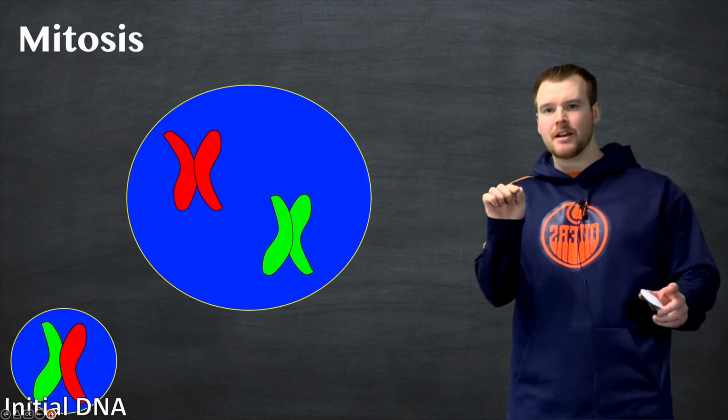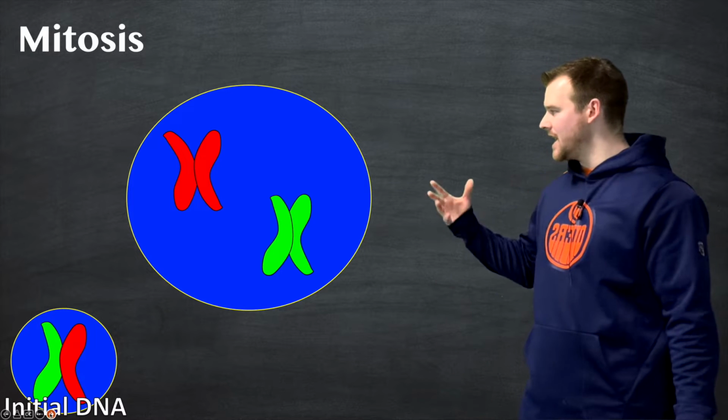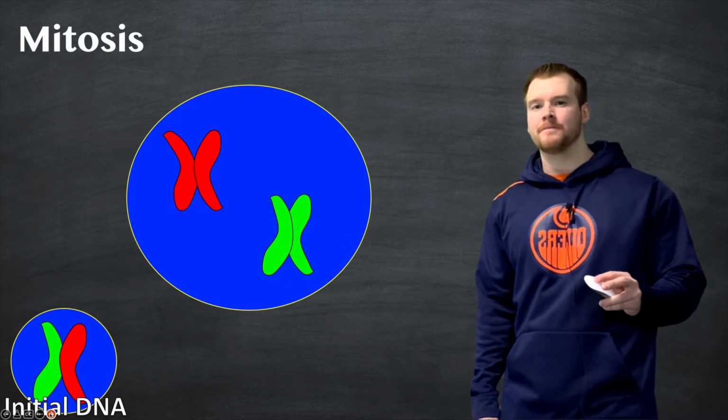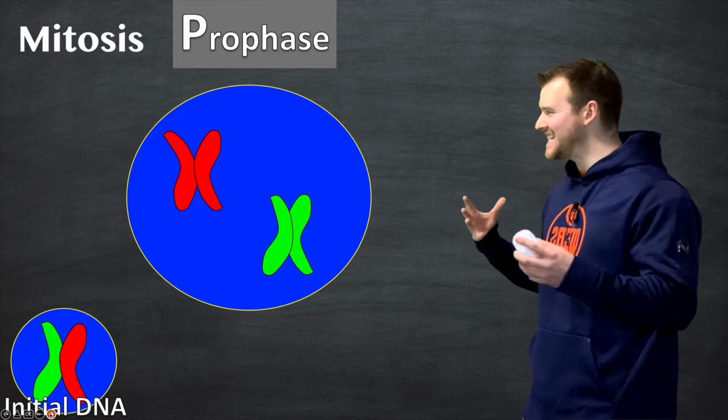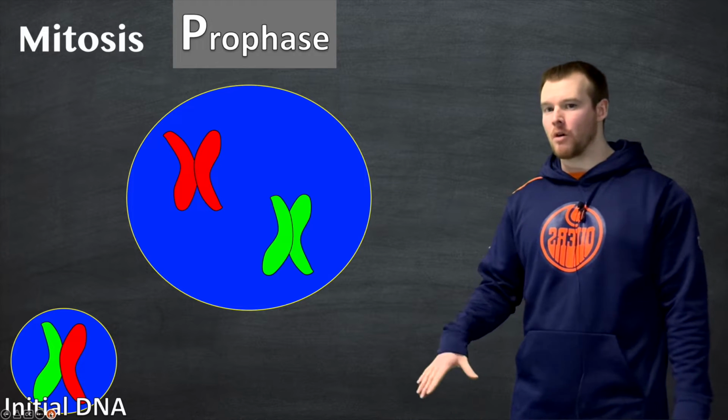So the halves of the X's are called chromatids. So we can see that two chromatids of red and two of green. We've got double the DNA that we had to start. Okay, and that process of just condensing it into these chromosome pairs is called prophase.